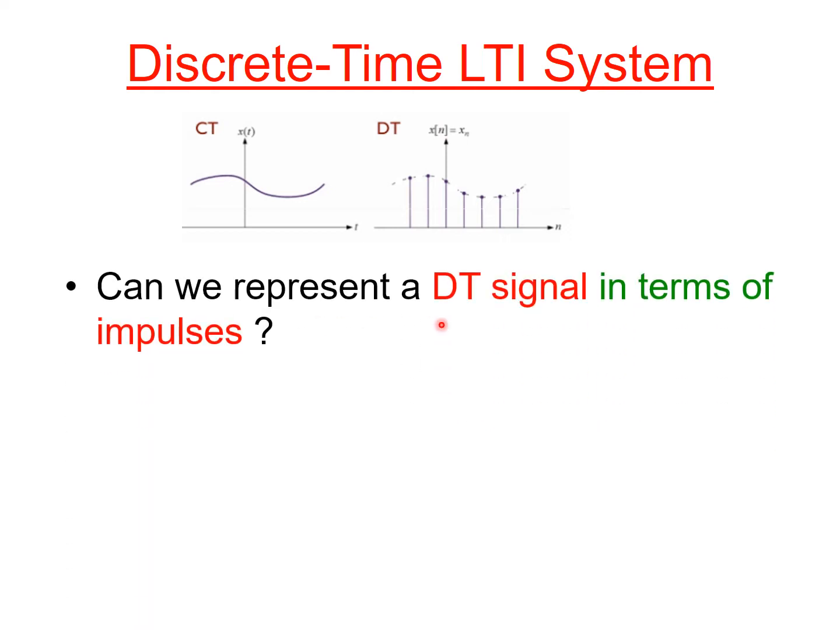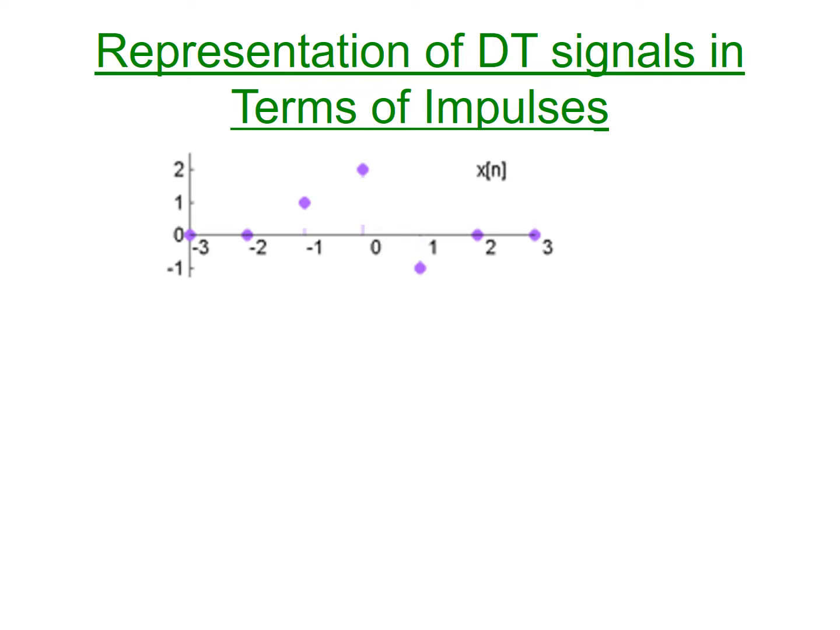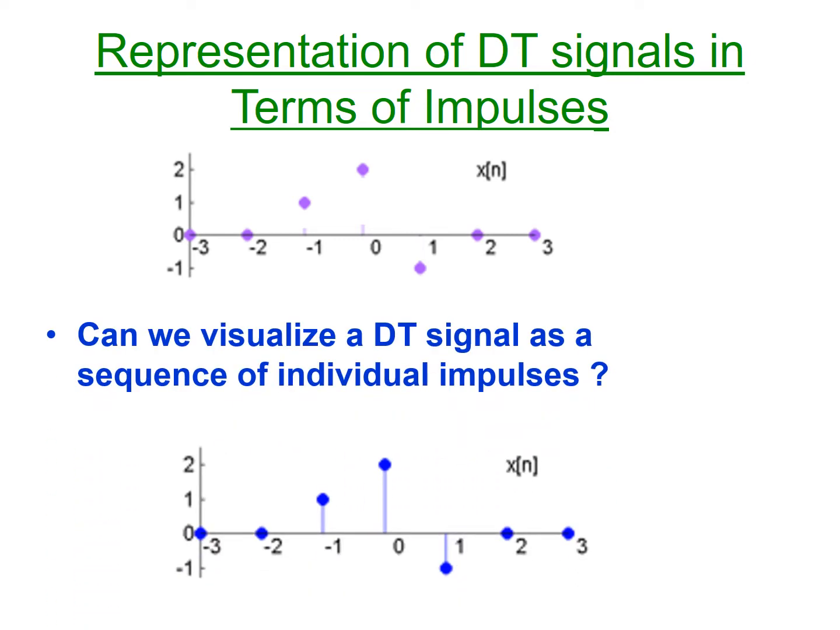Now the question is, can we represent a discrete time signal in terms of impulses? Yes, these are impulses, all of these are impulses. So we can represent a discrete time signal in terms of impulses. Okay, so this is a signal. We can see it has a zero value here, zero value here, value 1 at minus 1, value 2 at 0, and value minus 1 at 1. So we can just draw it like this again, and these are all impulses. This is one impulse, this is another impulse, and this is another impulse.